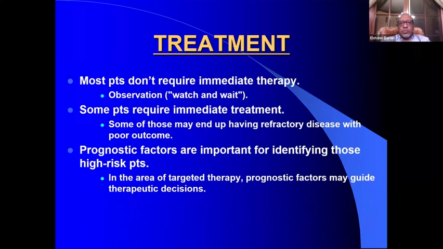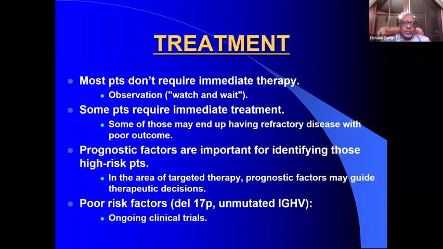Prognostic factors are important for identifying those high-risk patients. So in the era of targeted therapy, prognostic factors may guide therapeutic decisions. Poor risk factors like deletion 17p, unmutated IGHV, we don't treat based on those. We know they're bad, but unfortunately, we do not have enough data to support treating patients on those. Are we helping them or not? We don't know. If you treat any patient with deletion 17p or unmutated IGHV, the standard of care is not to treat except in a clinical trial, because we need an answer.